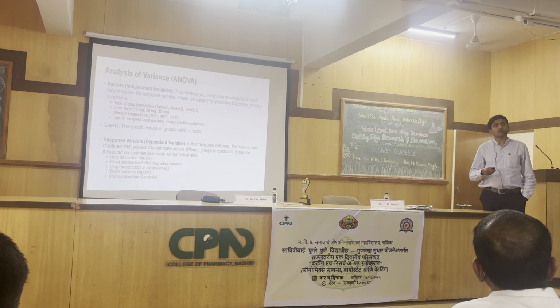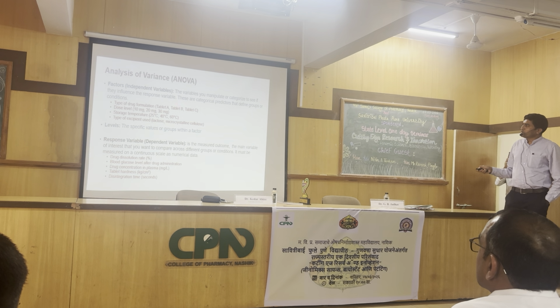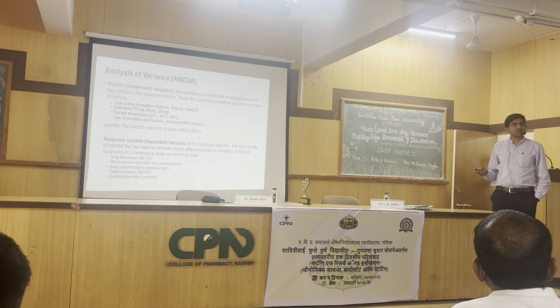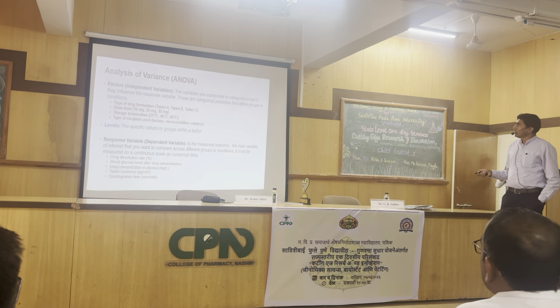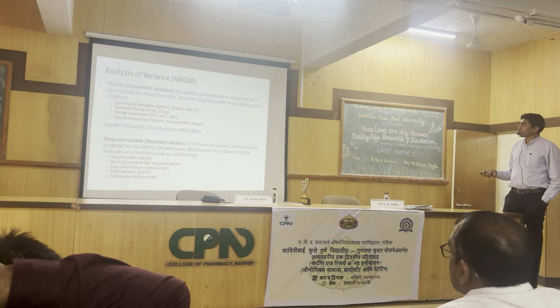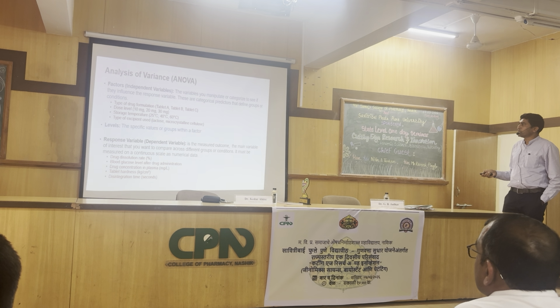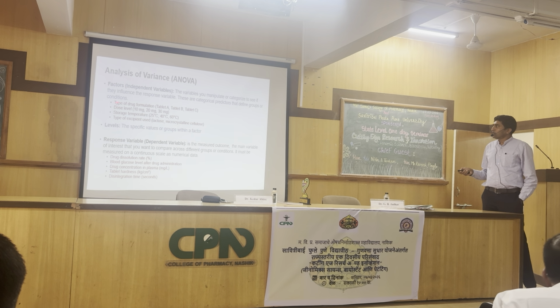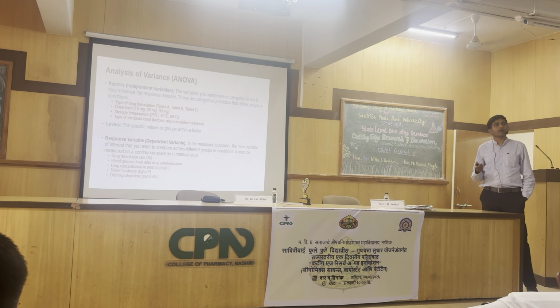In ANOVA we have the factors and labels, and by choosing these labels and factors, what we observe is a response. So this is the measured output. This is the main variable of interest that you want to compare across different groups or conditions, and it must be measured on a continuous scale or numerically. So remember, these are the factors, which are categorical variables.